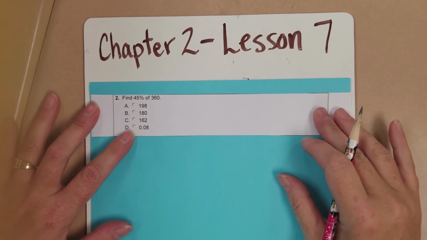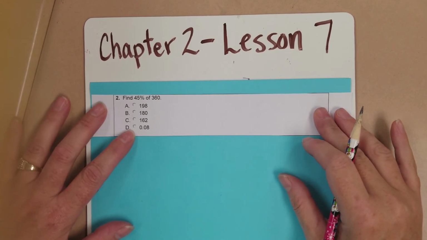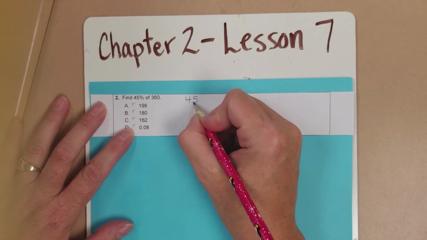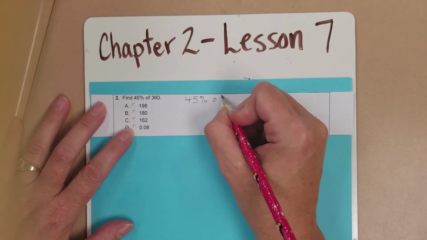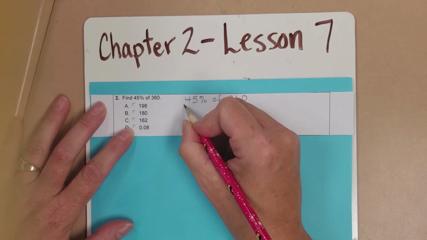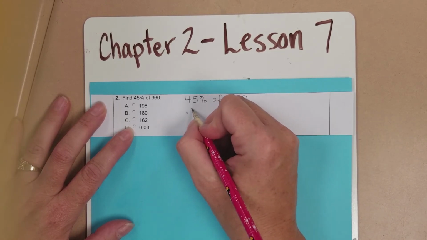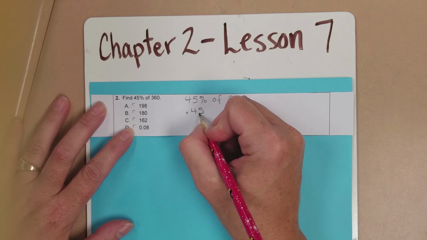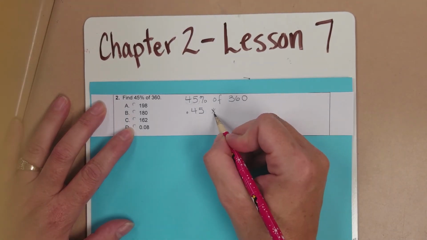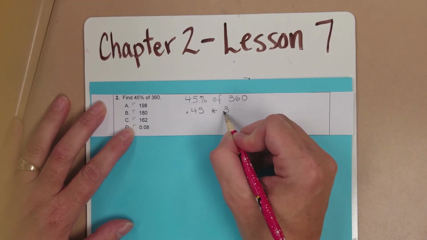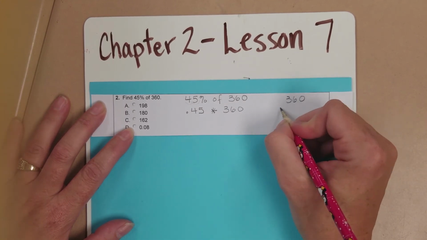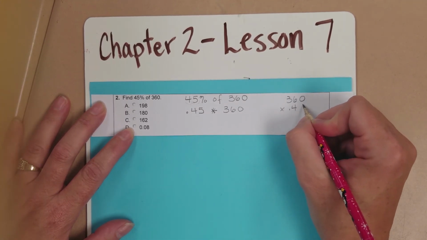Find 45% of 360. 45% of 360. We change percent to a decimal by moving the decimal over twice, of to multiplication, and 360 stays the same. So 360 times 45/100.